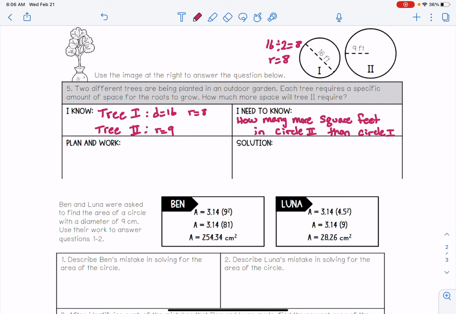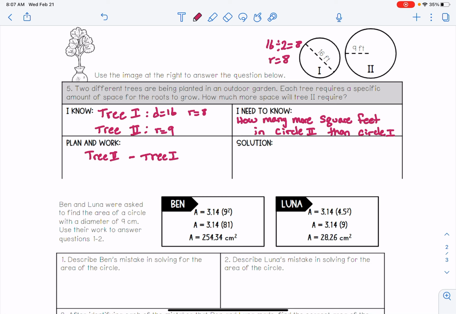All right, so let's come up with a plan. In order to solve this, we're going to have to find the area of both trees, and then once we find the area of both trees, we have to subtract. We're going to find the difference. So just to give you a plan, and then I'll let you try it, we're going to do the area of tree 2 minus the area of tree 1, and that's going to give us our final answer.